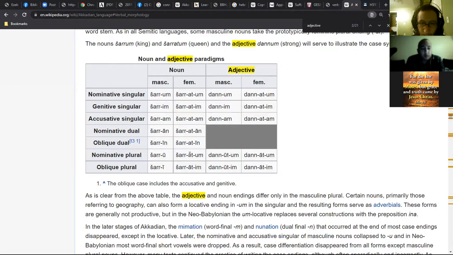And likewise in the plural, the a with a line on the top signifies wa, okay? So u with a line on top. So saratum, you drop the mem off, and that's sarot, the vav-tav, the ot, for the feminine. The same thing happens for the adjective. You drop off the mem and you're left with a vav and a tav at the end for the masculine.